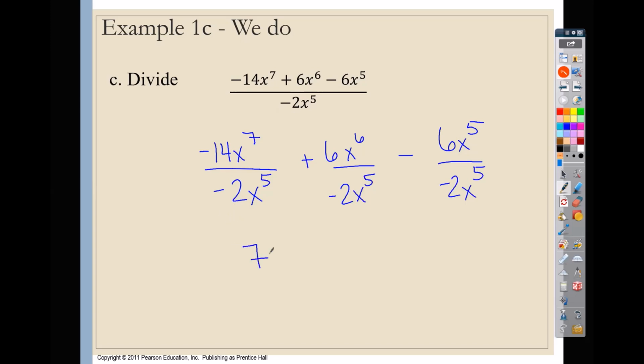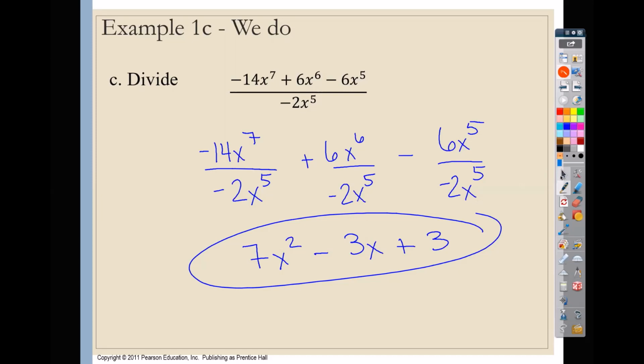So I'm going to say 7x squared. A positive over a negative is a negative 3, and I have 1 more x in the numerator than in the denominator. And then a negative divided by negative is a positive 3, and my x's cancel. So that is my final answer.